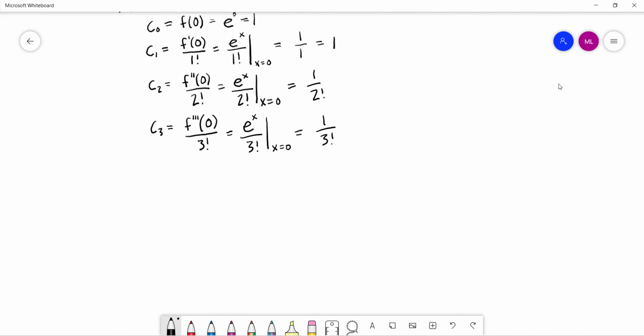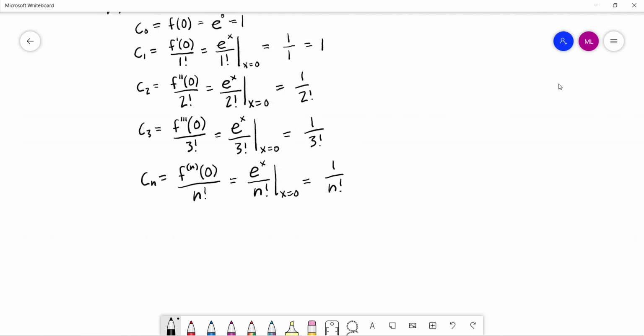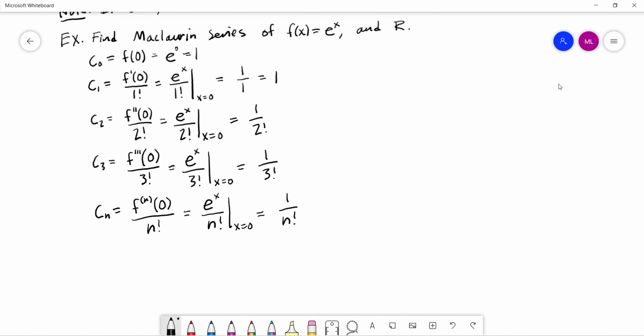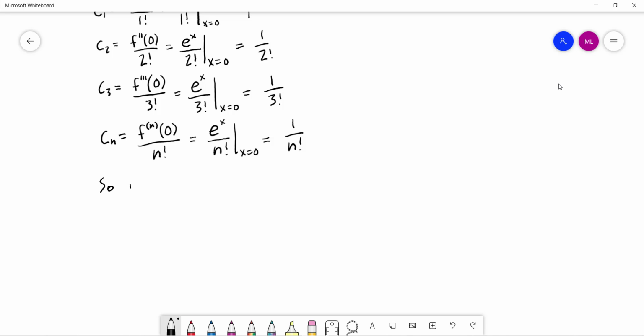And in general, what is the nth term? Well, it's going to be the nth derivative of f evaluated at 0 over n factorial, which for us is the nth derivative of e to the x, still going to be e to the x. But now we're dividing by n factorial and evaluating it at x equals 0. And we're still going to get 1 in the numerator, and just n factorial in the denominator. So if we plug these in, we get a series representation that looks like the following.